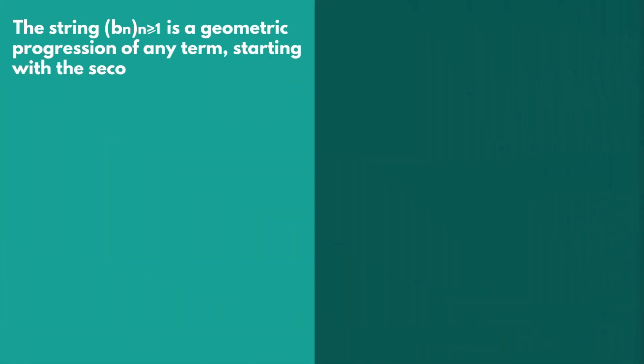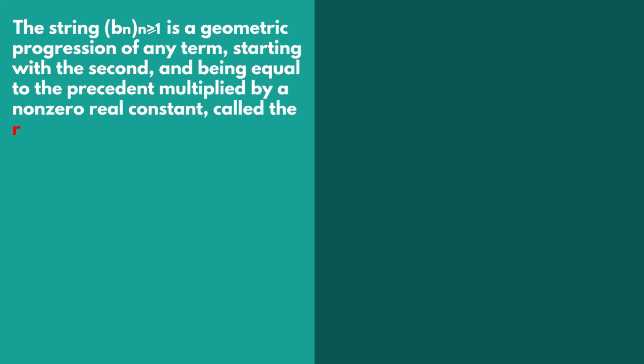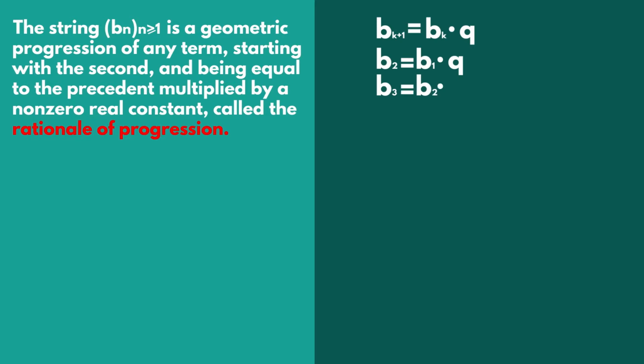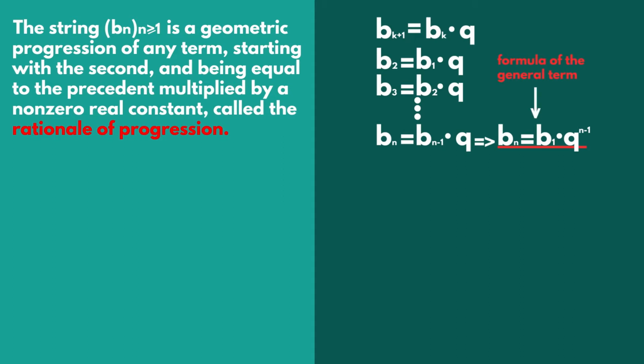The string Bn, where n is larger or equal to 1, is a geometric progression if any term, starting with the second, is equal to the preceding one multiplied by a non-zero real constant called the ratio of progression. If we give k the values from 1 to n and multiply member with member, we get this. This gives us the relation, which is the formula of the general term of a geometric progression.